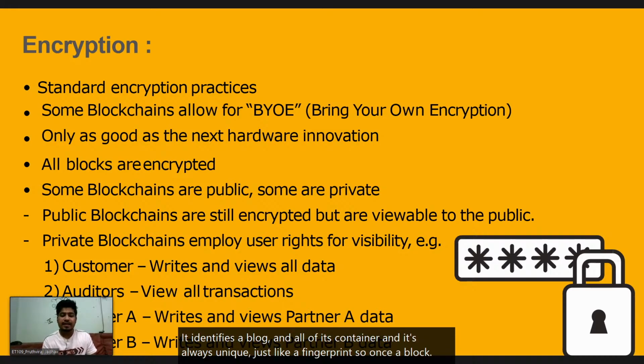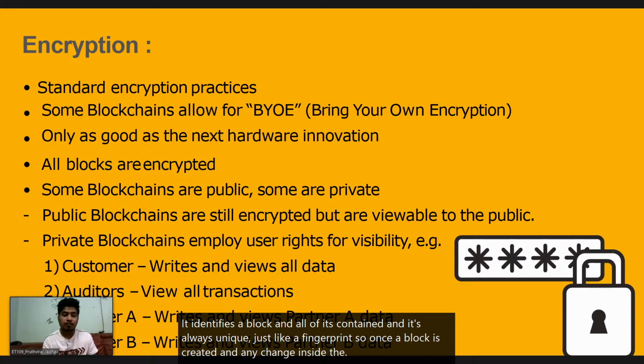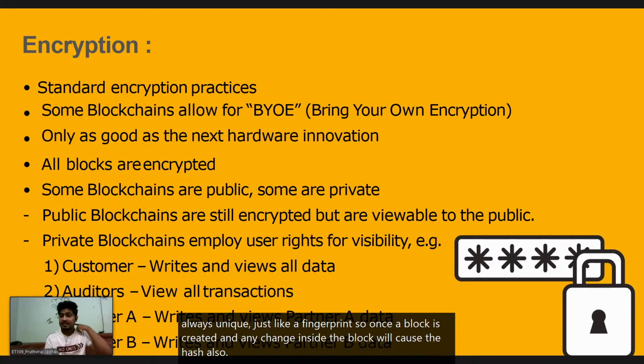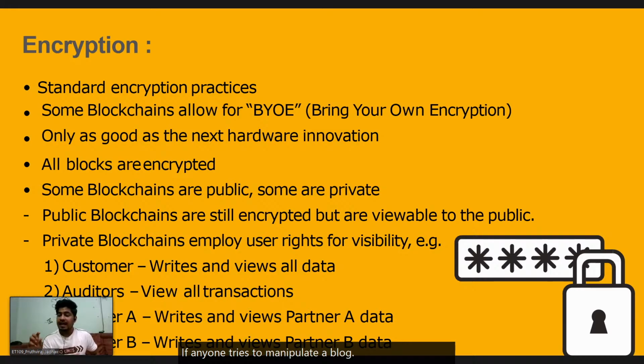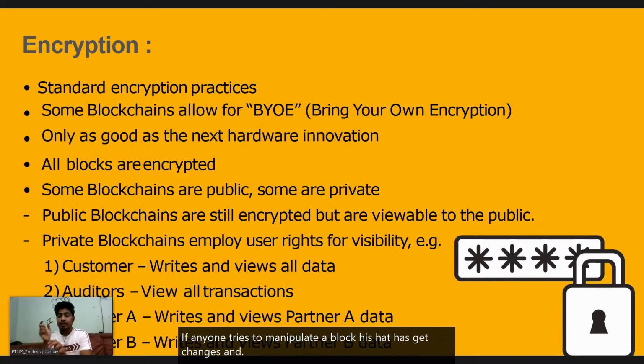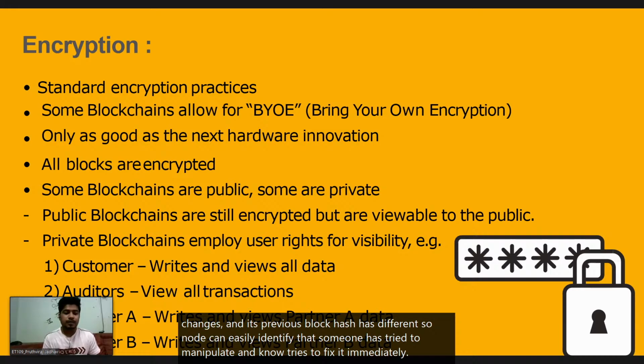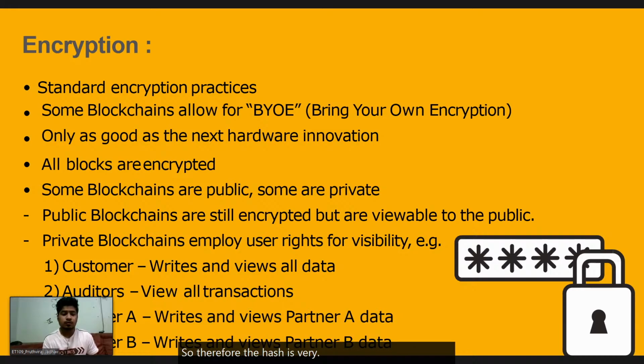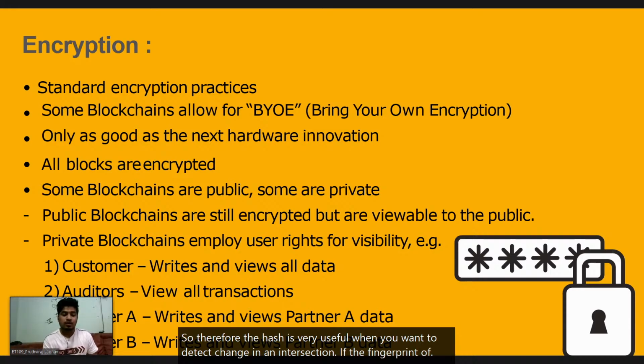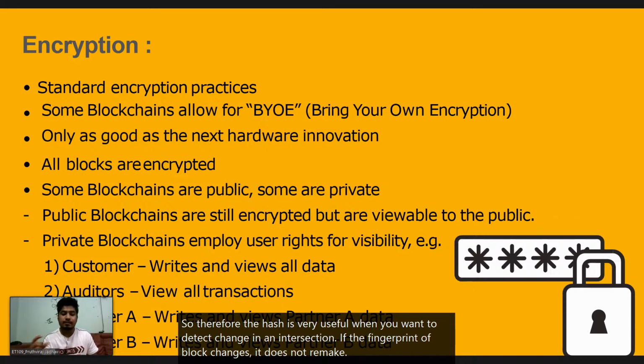So once a block is created, any change inside the block will cause the hash to change. As I said earlier, if anyone tries to manipulate a block, its hash changes and it differs from the previous block's hash. So a node can easily identify that someone has tried to manipulate it, and the node tries to fix it immediately. Therefore the hash is very useful when you want to detect a change. If the fingerprint of a block changes, it does not remain the same block.